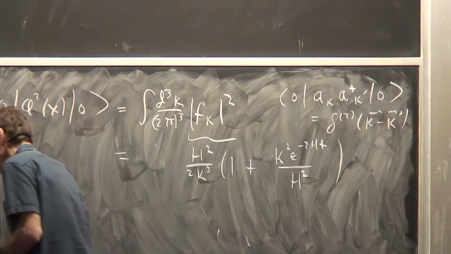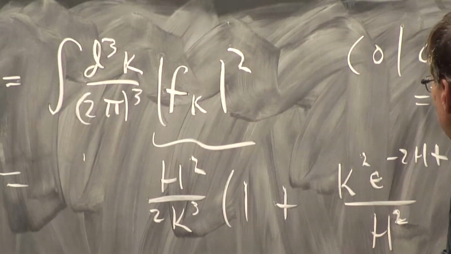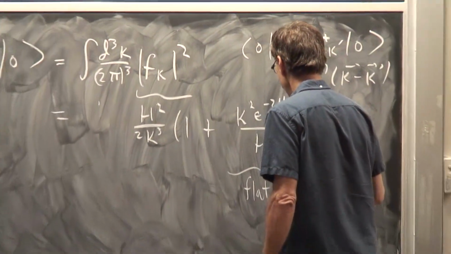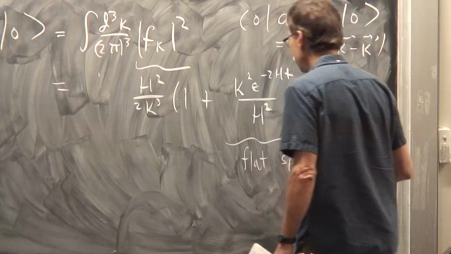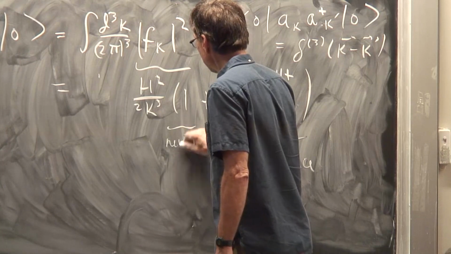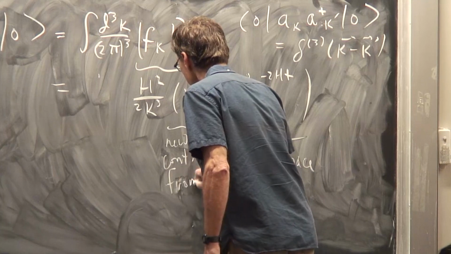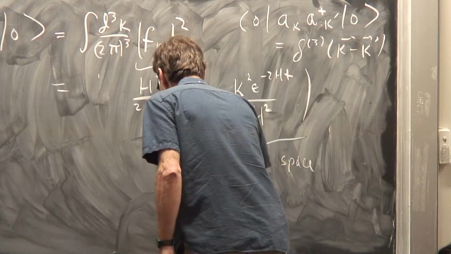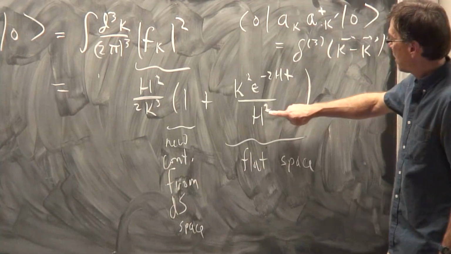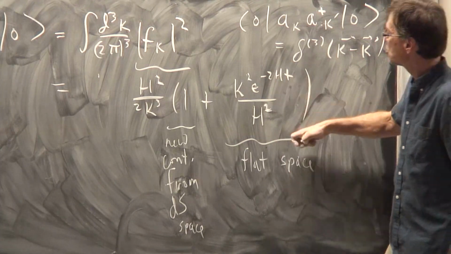That might look a little bit unfamiliar, but you can convince yourself that this part is exactly the usual contribution from flat Minkowski space. And so this one with the 1 is the new contribution coming from being in a de Sitter background. One thing you notice is that the H's cancel out. So that's one clue that this is the flat space contribution.